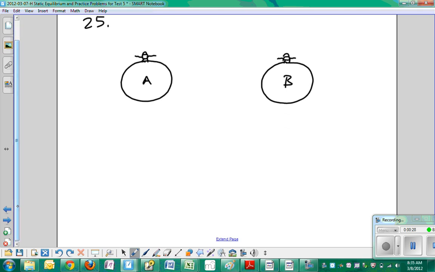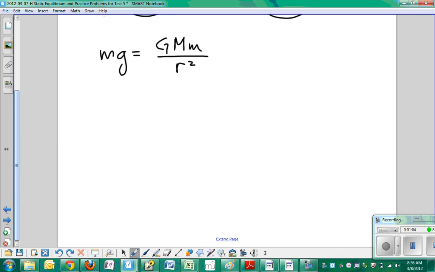Now, in general, we know that the weight of an object on a planet, mg, is equal to the gravitational constant times the mass of the planet times the mass of the object, divided by the radius of the planet squared. It's the radius of the planet because the gravitational force has to do with the distance between the objects' centers of mass. So even when we're on the surface of a planet, we're removed from its center by the radius of the planet. Make sense?